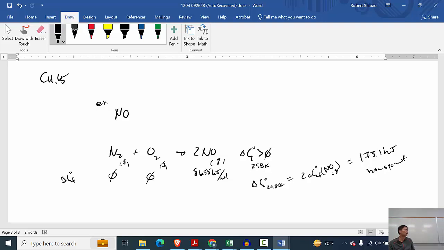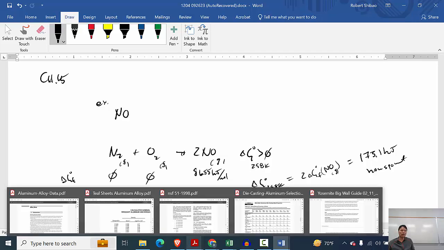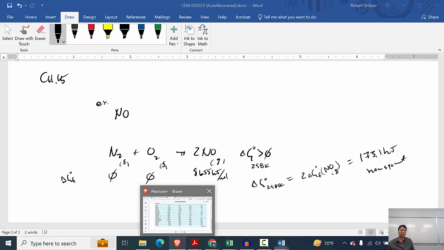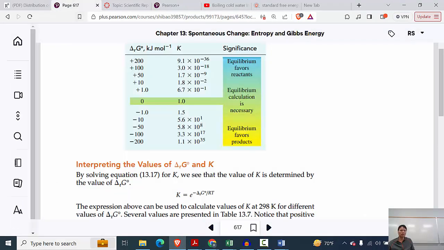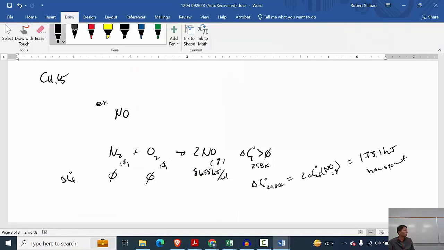But how much NO are you breathing? Does that mean you're breathing no NO, or what does that mean? Well, this is highly non-spontaneous. So should the K for this be extremely large or extremely small? What should the K be? So that's plus 173, which throws it up here, which means that K is extremely small, which means we have very little product, right? In fact, let's figure out what K is for this particular reaction. So if we want K, then K is equal to e to the minus delta G naught at 298 over RT.